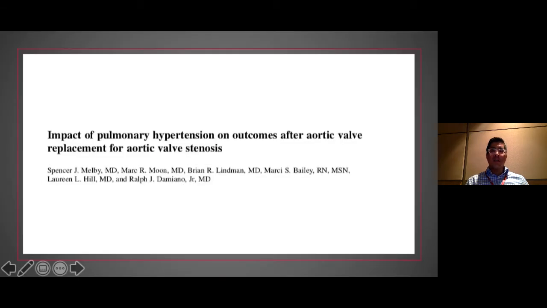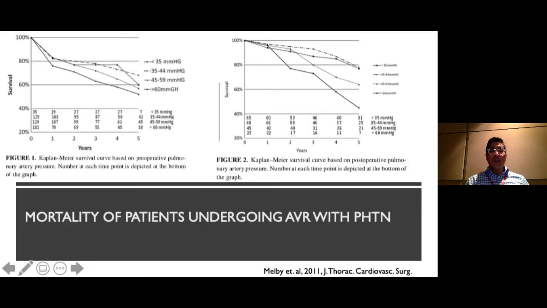In terms of pulmonary hypertension in patients undergoing AVR for severe aortic stenosis, what Melby and colleagues found was that preoperative pulmonary hypertension, on the graph on the left, was an independent predictor of mortality, with worse prognosis in patients with severe pulmonary hypertension. However, what is more alarming is depicted on the graph on the right, which shows the survival of patients with postoperative pulmonary hypertension. It shows that 36% of patients with moderate pulmonary hypertension and 55% of patients with severe pulmonary hypertension were dead at 5 years, despite having aortic valve replacement.